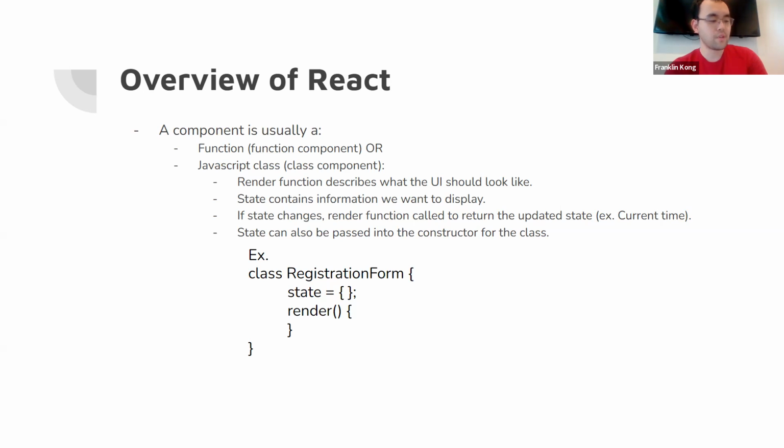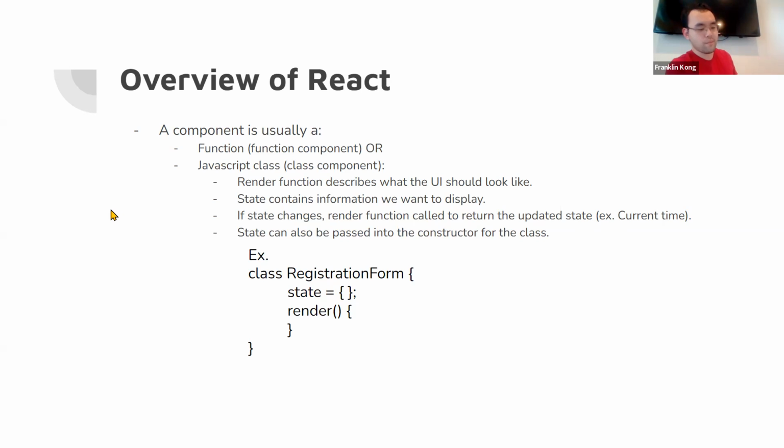The render function basically returns what we want to render or display on the UI, such as a form or all parts of the login page, including the text boxes and buttons. In other words, the render function describes what the UI should look like. Now, the state is a built-in object in React that contains the information we want to display. If this information changes, the state will be updated and the render function will be called again to return the updated state to be displayed.